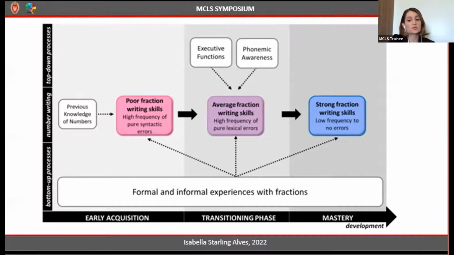And all of this may be impacted by formal and informal experiences with fractions, since here we saw that even adults with low literacy who have not learned fractions in schools, about half of them could still write fractions correctly. So informal experiences may also contribute to fraction writing knowledge.